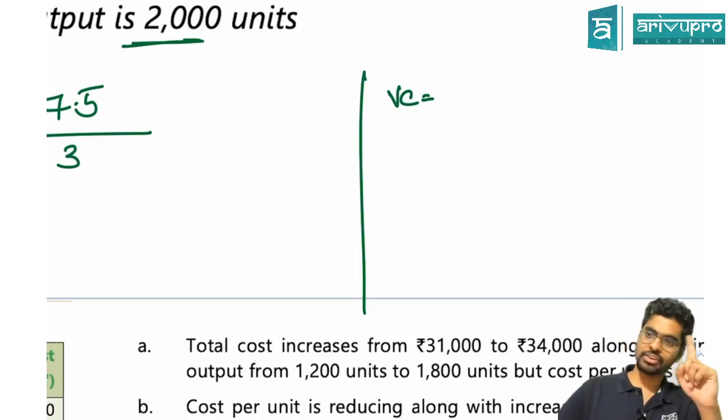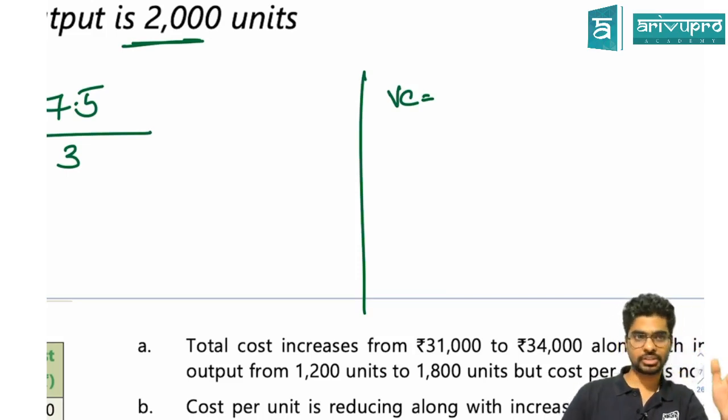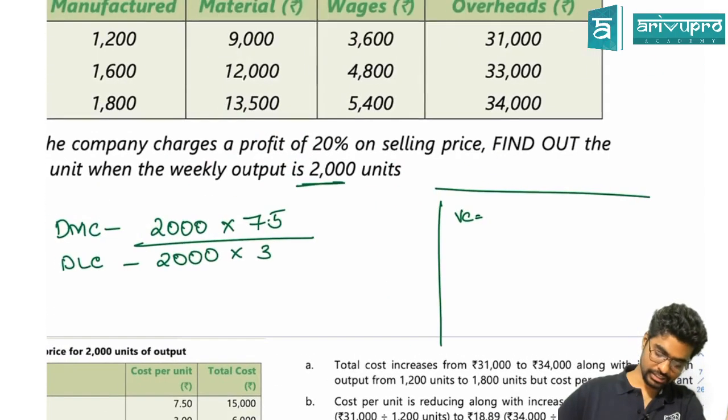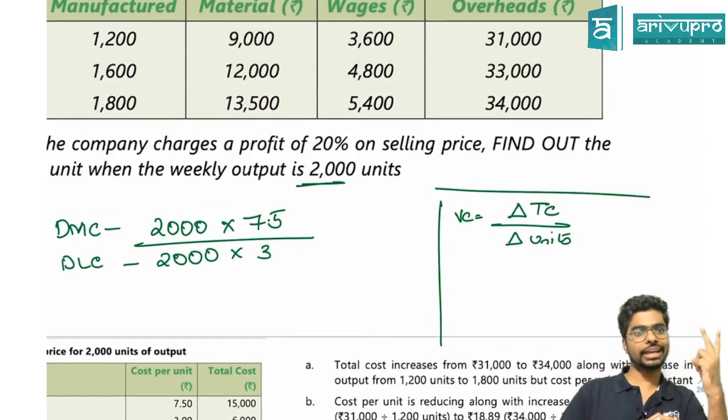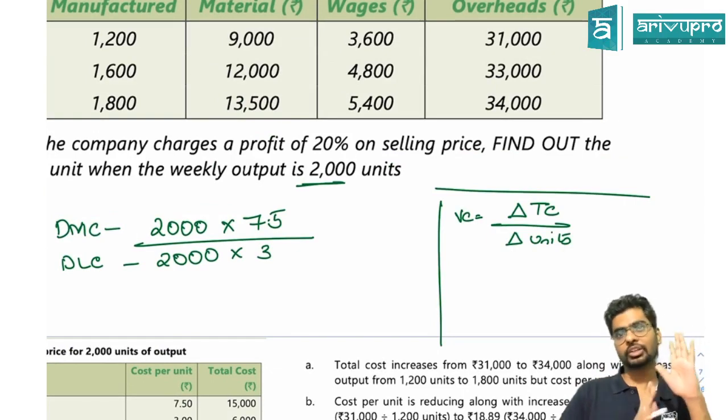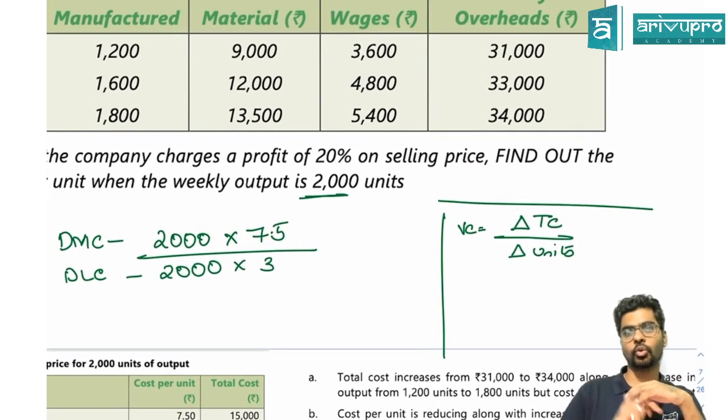What I do is, first I try finding the variable cost. Why do I find the variable cost? Because I know a variable cost is a cost which changes as and when there is a change in the output. So, my variable cost is equal to change in the total cost divided by change in the units. So, you can take two levels, whichever two levels of output you want.